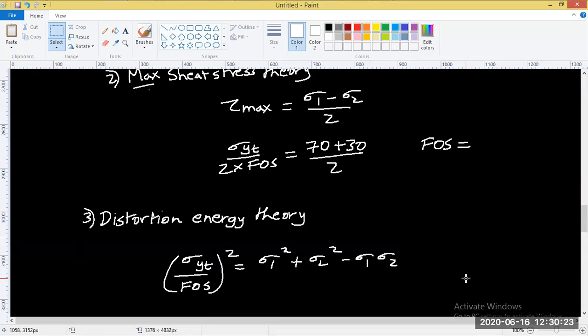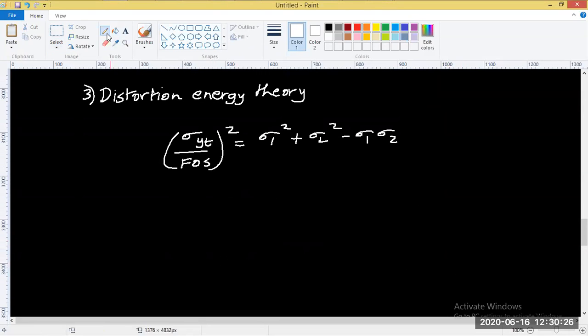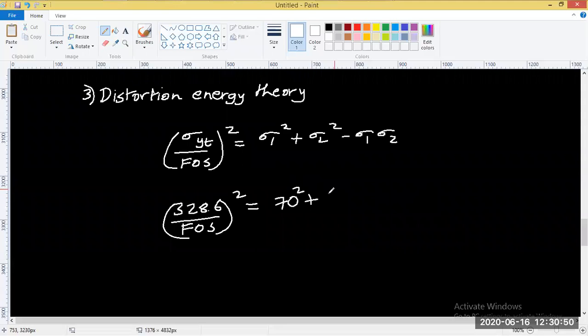Okay, this is the third and last part. So distortion energy theory, again given by this particular equation here. It is always advisable to find the principal stresses first and then solve it. So let's do this. (sigma_yt = 3 to 8.6 divided by the factor of safety) the whole square is equal to sigma 1, that is 70 squared, plus sigma 2, 30 squared. Since it is negative, it turns positive once you square it. And for this, it's 70 into minus 30.